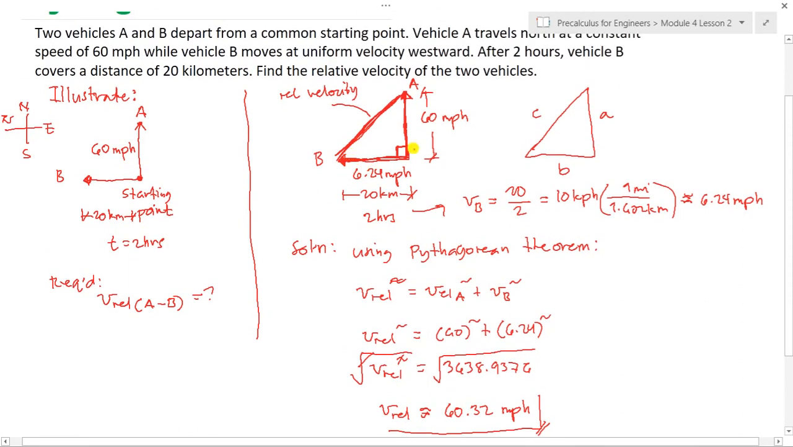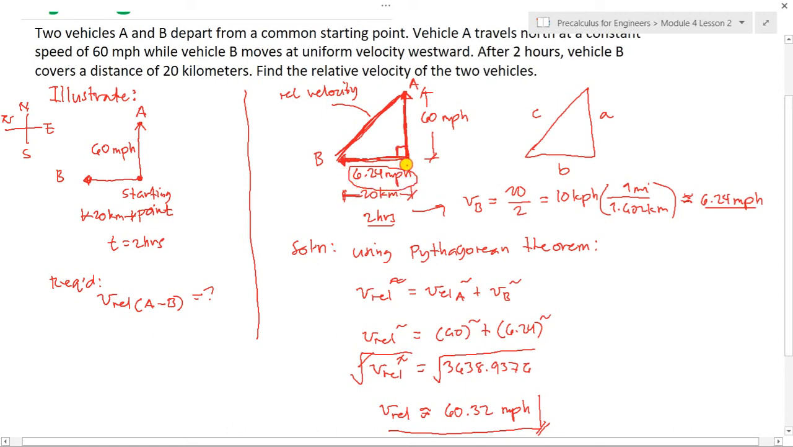this principle na nag-travel siya pa north, travel pa westward, then itong 20 kilometers hindi mo pa to pwede na i-combine sa 60 miles per hour kasi naka distance pa lang ito. And don't forget, since meron tayong ditong time na 2 hours, so therefore we can easily get the velocity kasi velocity is just the distance divided by time. So I have here 6.24 miles per hour. So I can use this to get the value of the velocity. So ito na yung velocity representation ng ating vehicle B.